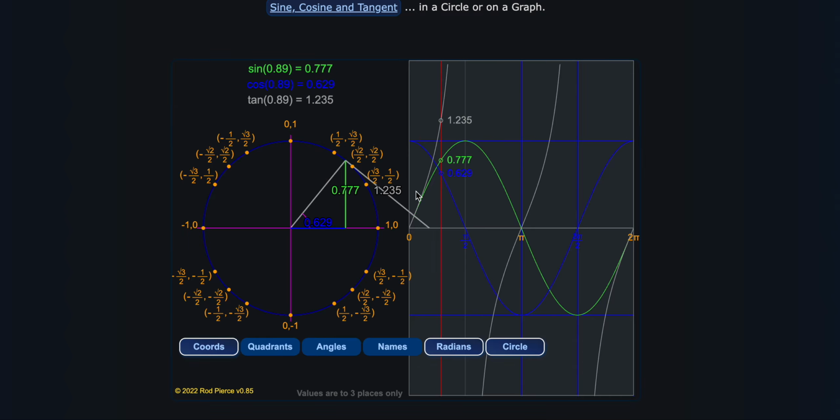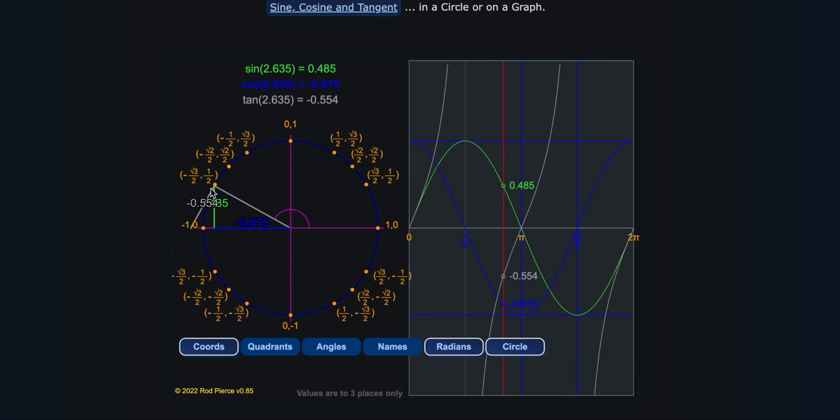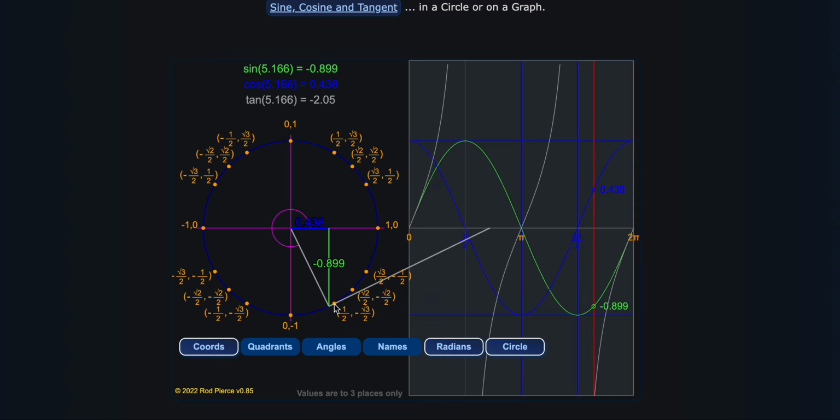on our plane over here. If we go to pi, our cosine value is now -1. So we're going to plot -1 down here. And for 3 pi over 2, our cosine value is 0. And then we go back to 360 or 0, and that brings us back to 1. So this cycle is going to repeat.